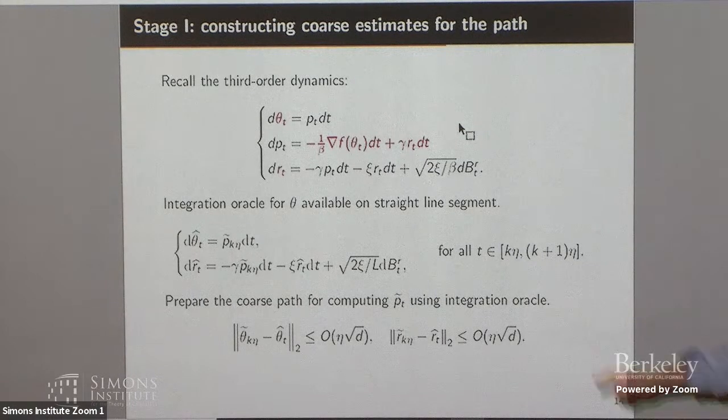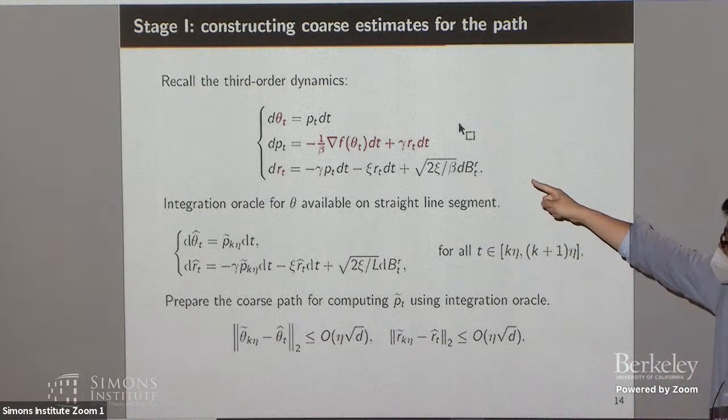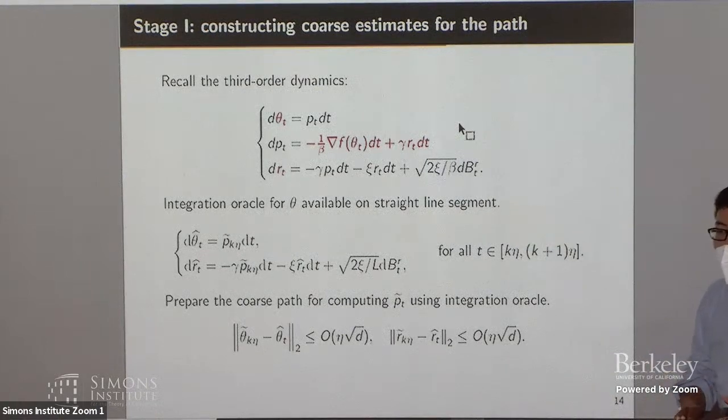So recall that this is our third order dynamics. And the hard part lies in P. This P involves both the gradient, which is hard to integrate, and something that depends on the Brownian motion, but does not directly depend on the Brownian motion. So why don't we first construct some coarse approximation to the diffusion process within this small time interval for this theta process and R process. That leads to the first stage of our discretization argument.